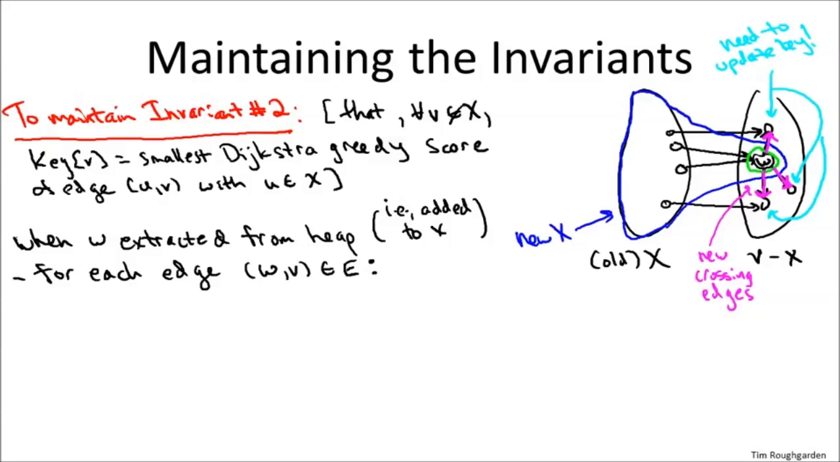Remember, the heap is only the stuff outside of X. So we couldn't care less about stuff outside of the heap. We're not maintaining their keys. So we do an extra check if the head of this edge is in fact still in the heap, that is, if it's not in X.